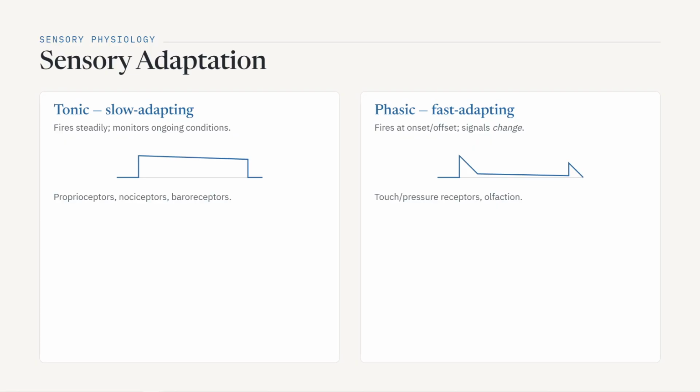Phasic, or fast adapting, receptors fire a burst at the onset, go quiet, and often fire again at offset. They signal change rather than steady state. This is why you feel your clothes when you first put them on and then stop noticing them, and why a smell fades within minutes. Adaptation is the nervous system filtering out the constant, so it can attend to what's new.